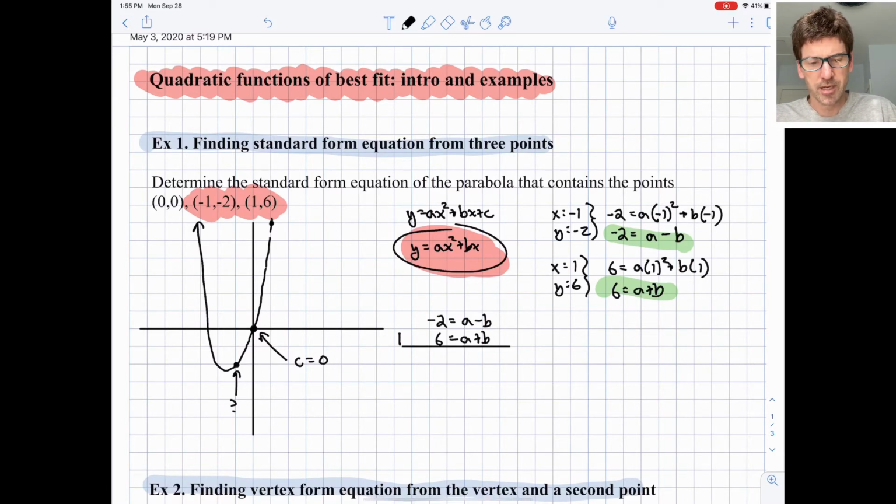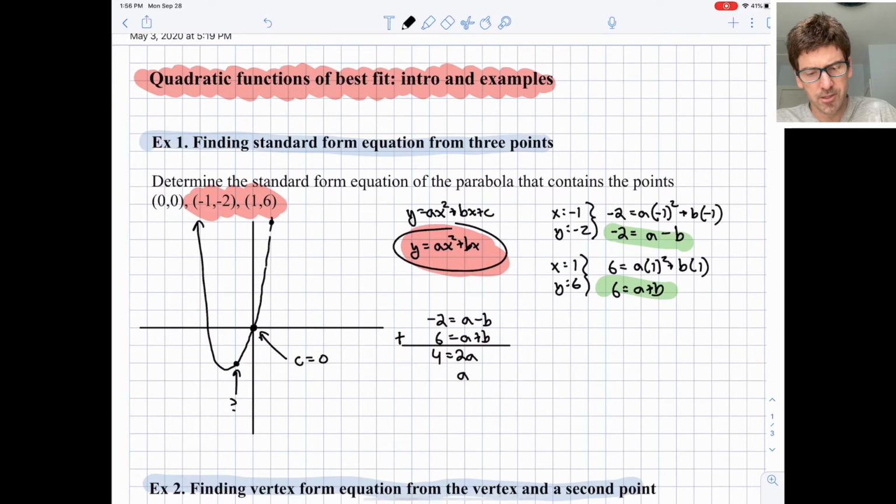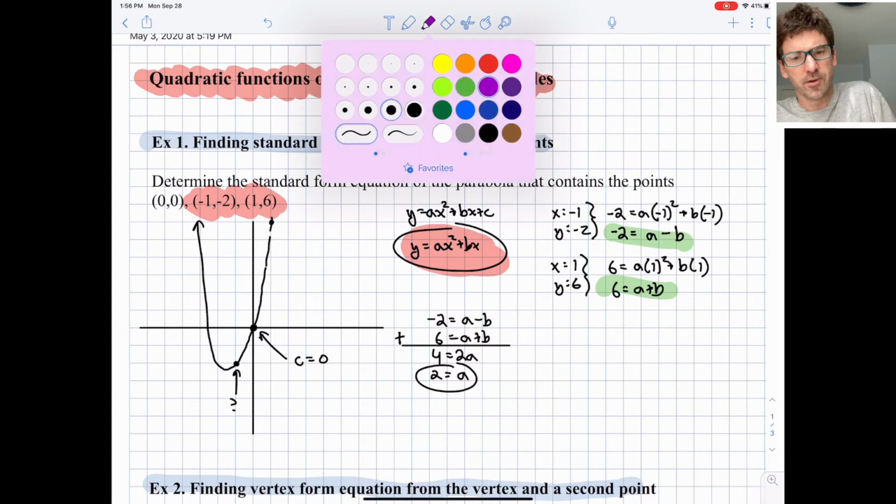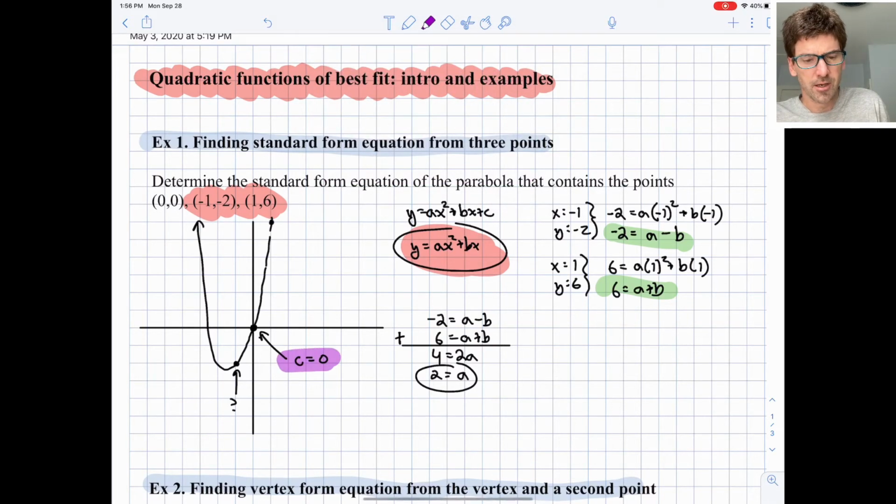The b's are going to eliminate right away if we add these two equations together. 4 equals 2a. The b's eliminate. Let's divide by 2. So a is equal to 2. Okay, so let's keep track of what we have so far. We know that c is 0. We know that a is 2. And we still need to figure out what b is.